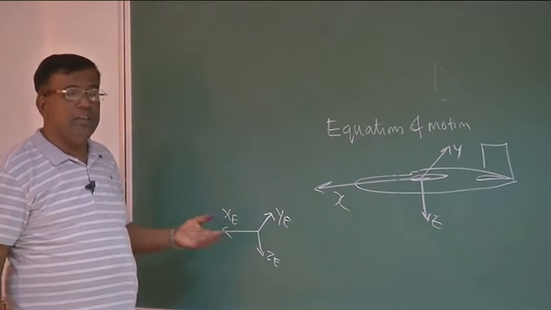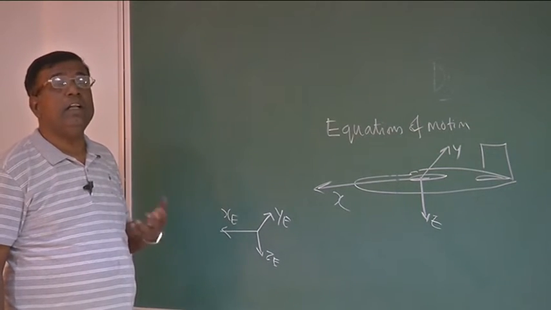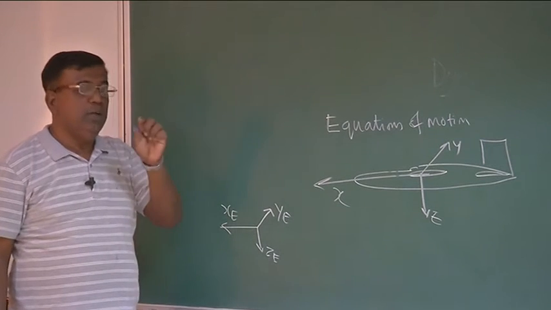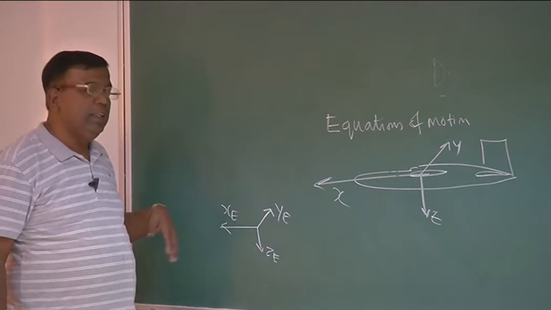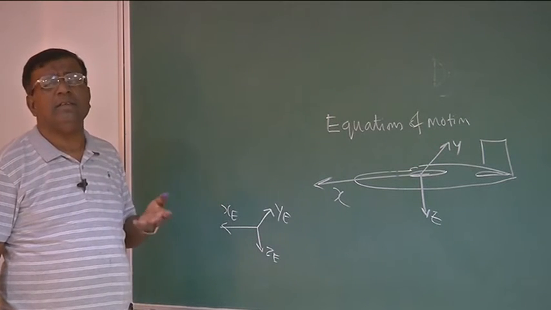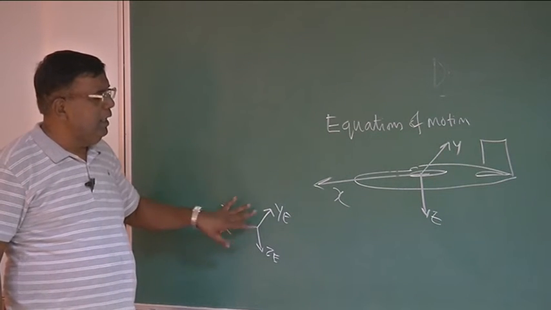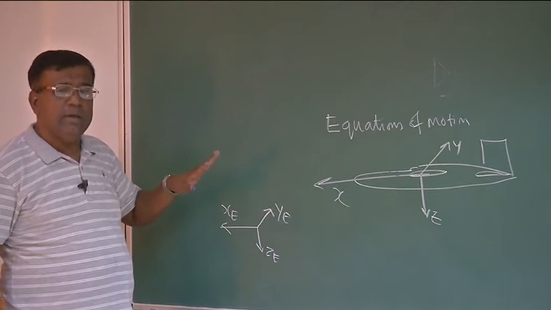What was the logic behind it? Although we know earth is rotating, it is a non-inertial frame. However, for dynamic stability analysis, the duration is so short, maybe a few seconds, and you can assume that during that time the acceleration or the rotation of the earth is negligible. And for all approximation, we can assume this to be an inertial frame for our purpose of dynamic stability analysis.